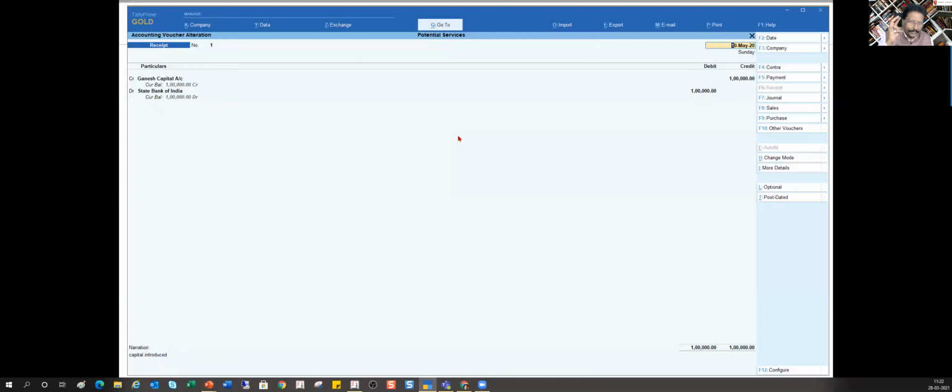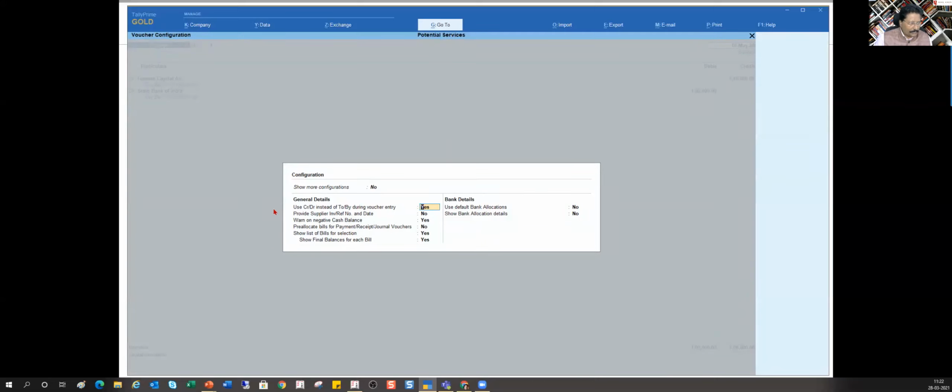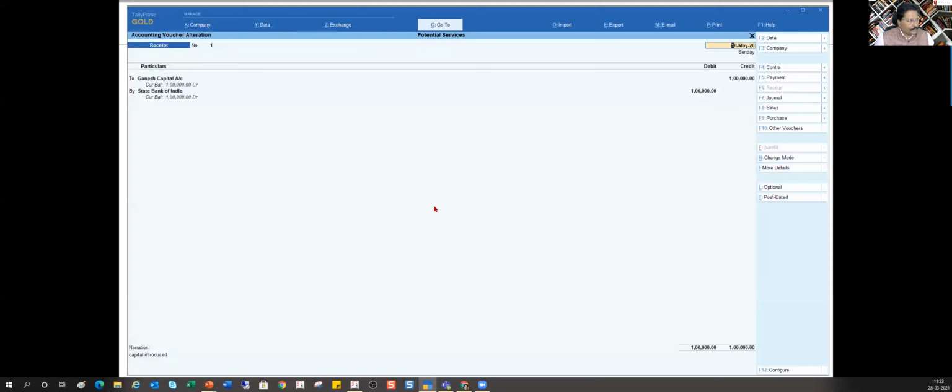So again, remember your secret number two. All you need to do is press F12 configuration, and you will notice the first option which says, use credit debit instead of to and by during the voucher entry. Now, because this option is set to yes, you are seeing the debit credit symbol. Now, if I make this no and press Enter and Control A, you will see that credit is replaced with to and debit is replaced with by, right? So whichever way you are comfortable, you can do it.